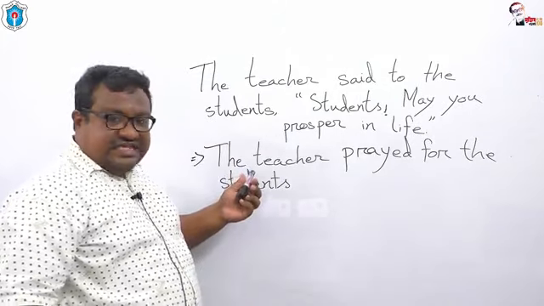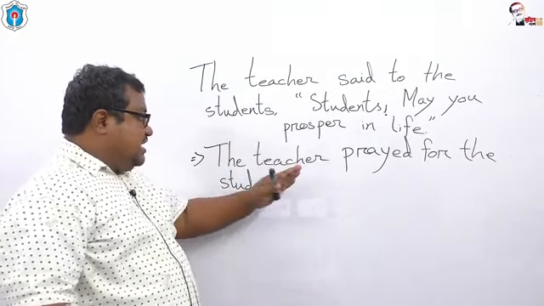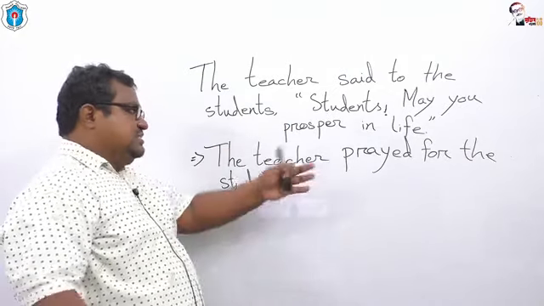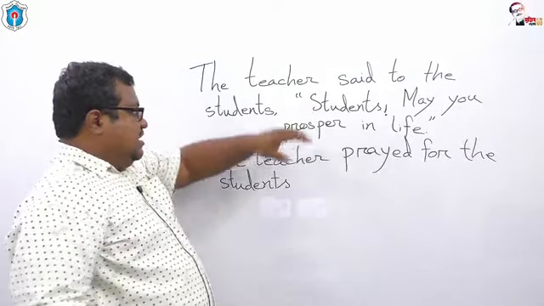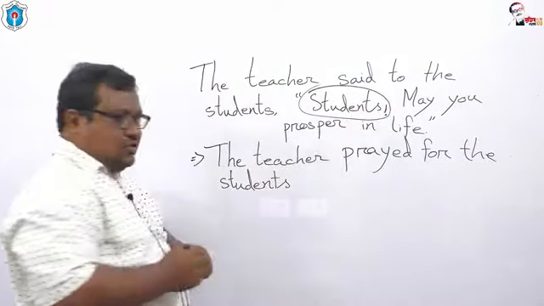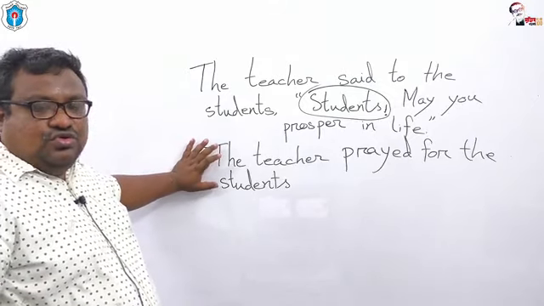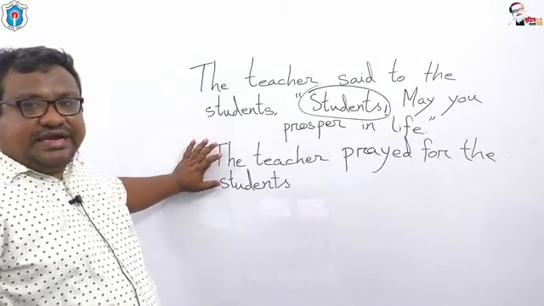If we start in this way, then where will be the address? That is, we are using the teacher prayed for the students that they might prosper in life. Then where will be this part? So this is actually a wrong format to do this. How can we correct it?